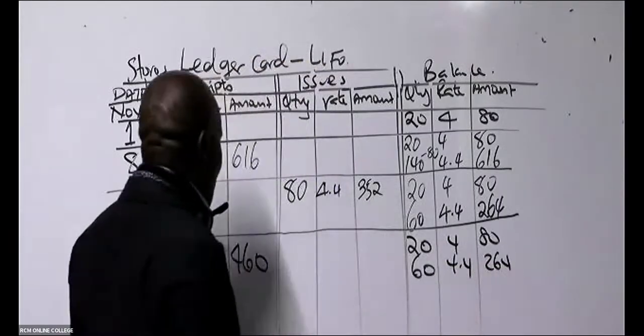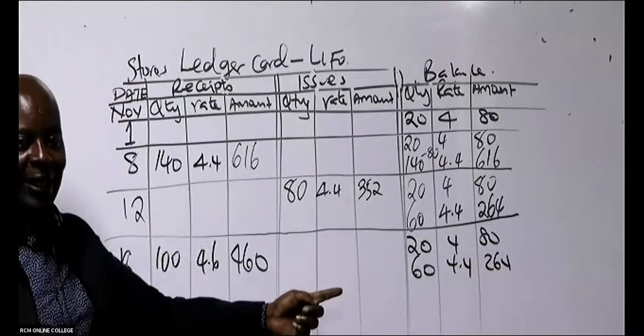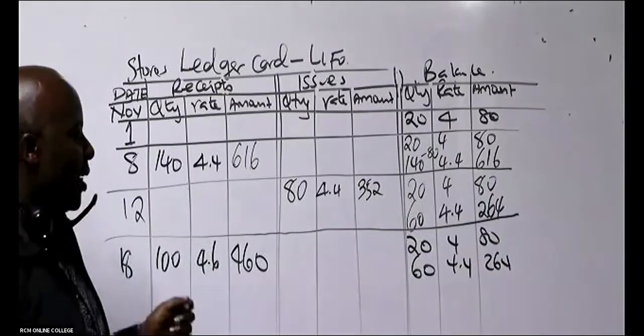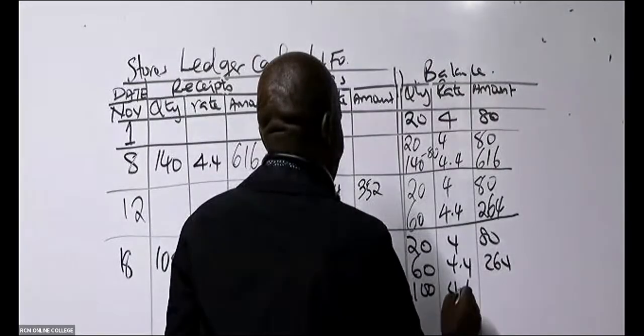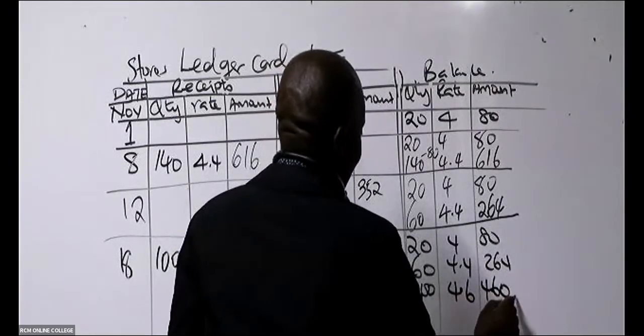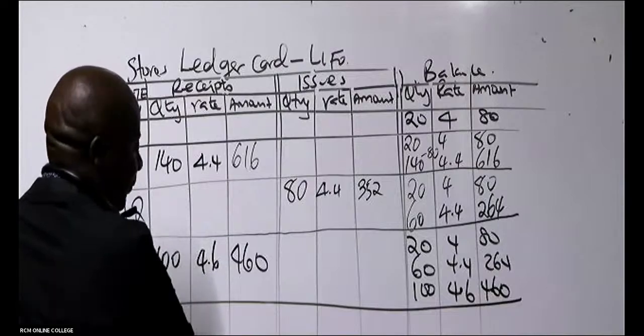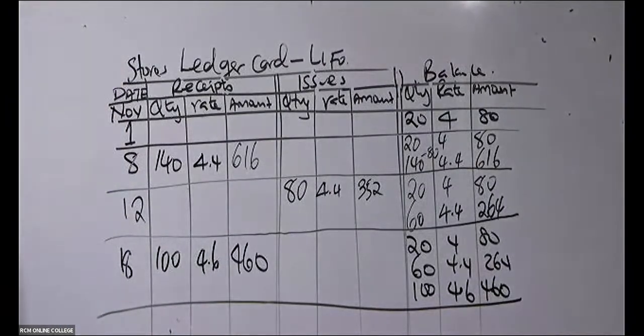And now we have a new batch coming in the name of stock. So we have in this case here 100, then we have 4.6, and then we have what here? 460, you underline. Now from there, ladies and gentlemen, we shall be able to go to the next date. When is the next date?